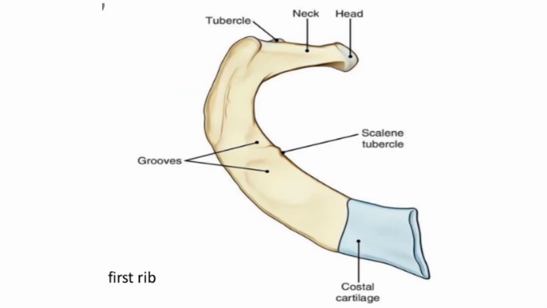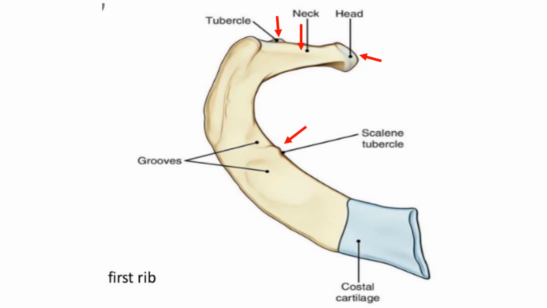Which rib is this? This is a short rib, and it has different features. And this is rib number 1. It has a head that articulates with the manubrium sterni, and then a neck and articular tubercle to articulate with the transverse process.